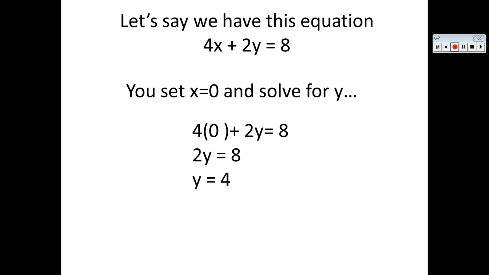So when I plug in 0 for x, 4 times 0 plus 2y equals 8. 4 times 0 is 0. So that goes away, and you're left with 2y equals 8. You divide both sides by 2, and y equals 4. So your y-intercept is (0, 4).